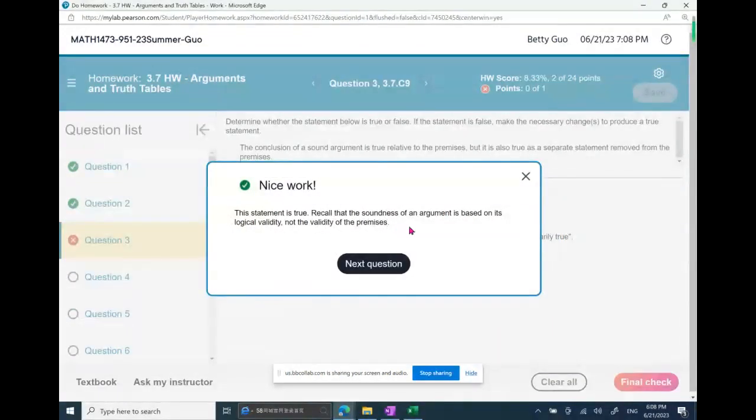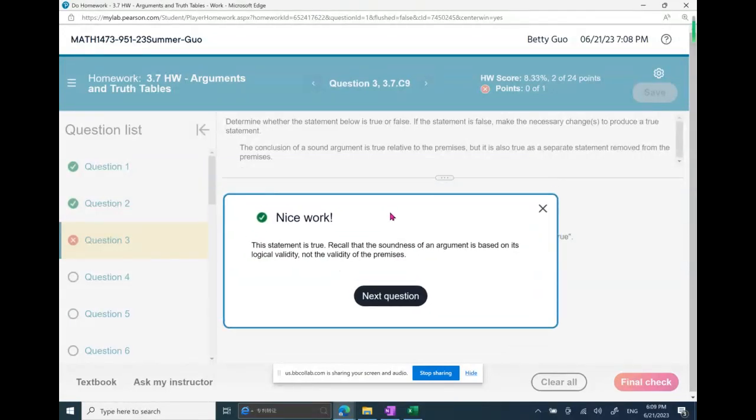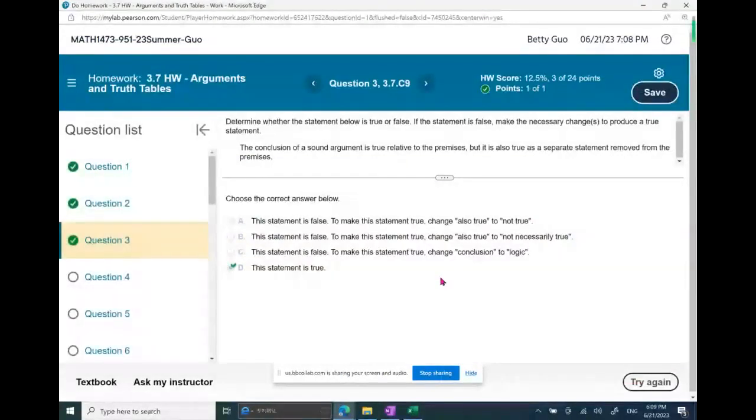This statement is true. Recall that the soundness of an argument is based on its logical validity, not the validity of the premises. This is different from what I knew. What I knew is valid argument may not sound. In order for a valid statement to be sound, all the premises have to be true. Okay, just remember this question, number 3. This statement is true.